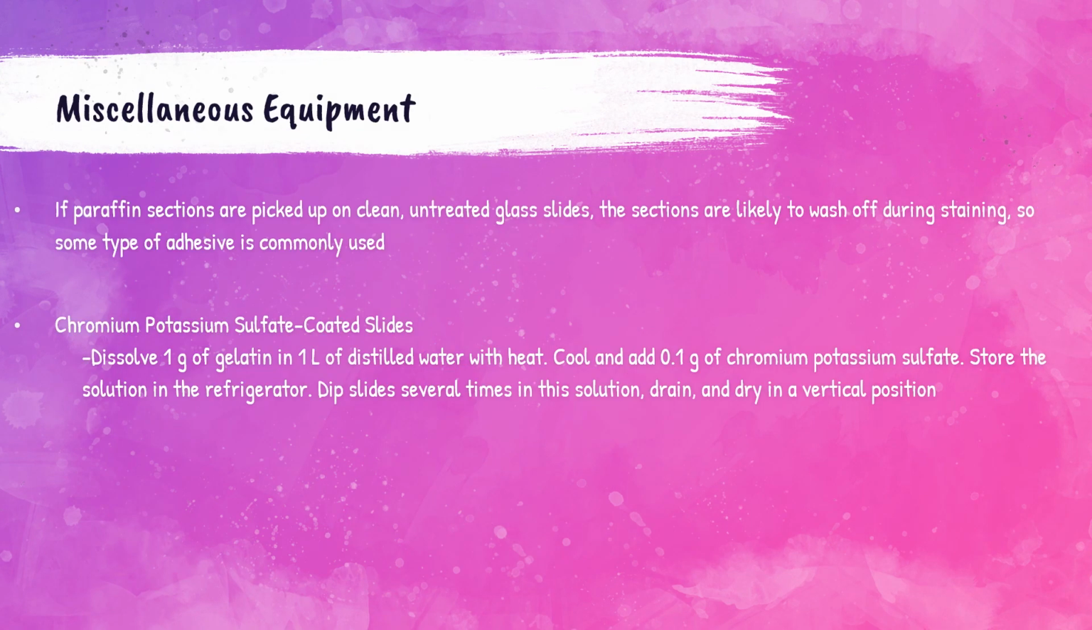If paraffin sections are picked up on clean and untreated glass slides, they will likely wash off during the staining process. Because of this, an adhesive is generally used. These adhesives are chromium potassium sulfate, poly-L-lysine, and amino-alkylsilane. Chromium potassium sulfate coated slides can be created by dissolving 1 gram of gelatin in 1 liter of distilled water and then heated. The solution must be cooled and 0.1 grams of chromium potassium sulfate must be added. The slide should be dipped several times in the solution, then drained and dried in a vertical position.